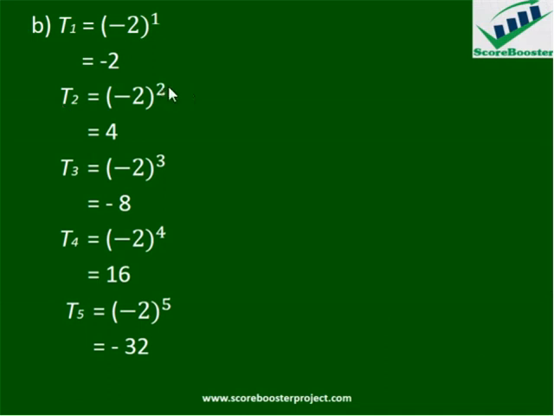T2 is minus 2 squared, which is minus 2 multiplied by minus 2. Minus multiplied by minus gives plus. 2 multiplied by 2 gives 4. Plus 4 is the same thing as writing ordinary 4.